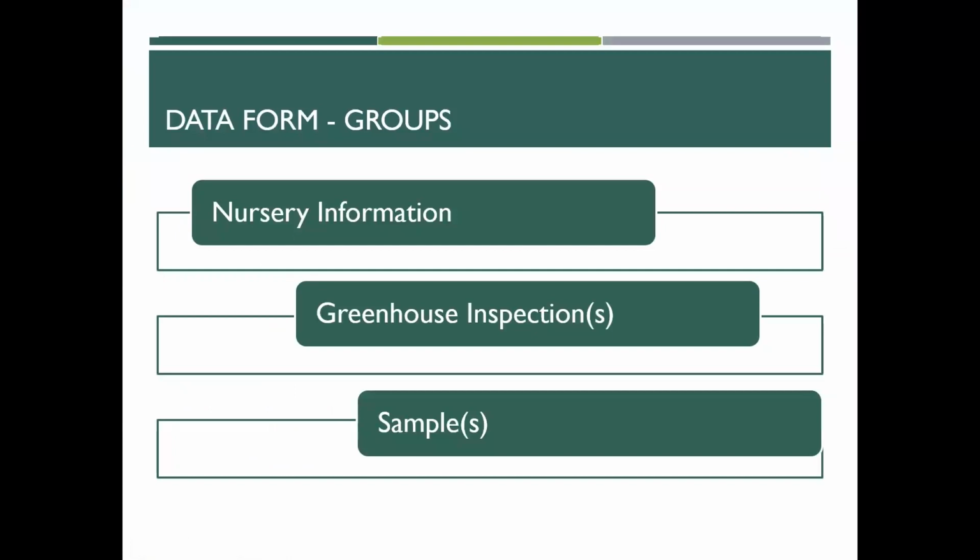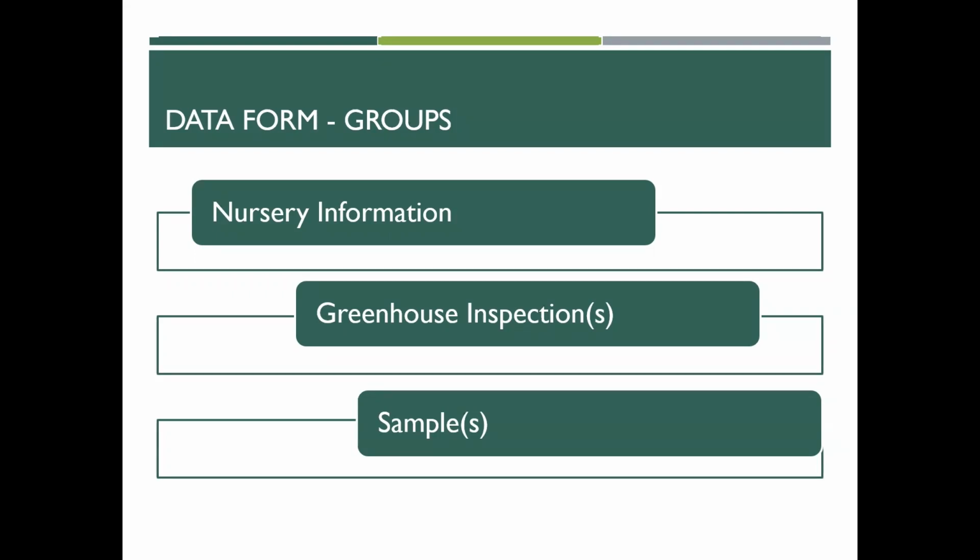Now, the data form is grouped into these three categories, and these are nested categories. So there's nursery information, followed by greenhouse inspections and samples. And the way to look at this is that there is one nursery location, like imagine a plot of land, and one or many greenhouses could occur on one nursery. So the greenhouses occur within that nursery, and there is an expectation of at least one greenhouse to inspect, but there could be multiple greenhouses on that nursery property.